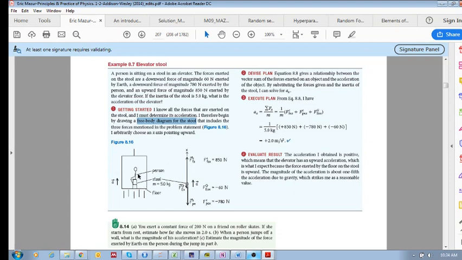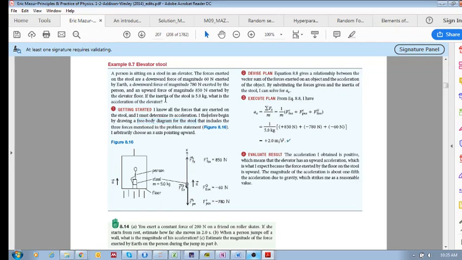Then we also have a person applying a downward force on the stool of 780 Newton. Okay, so that's also a downward force on the stool. And then of course we've got the force of the floor on the stool. That's the elevator floor. It's a normal force upwards of 850. Okay, so there's the free body diagram.